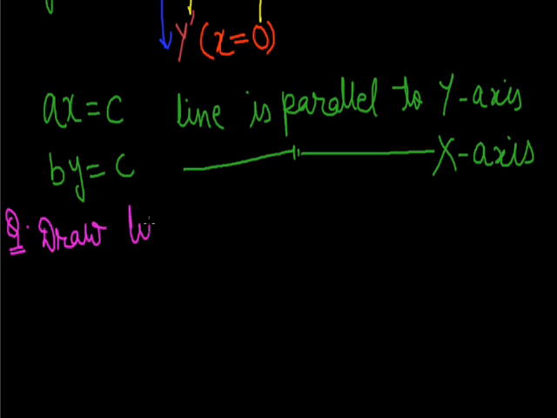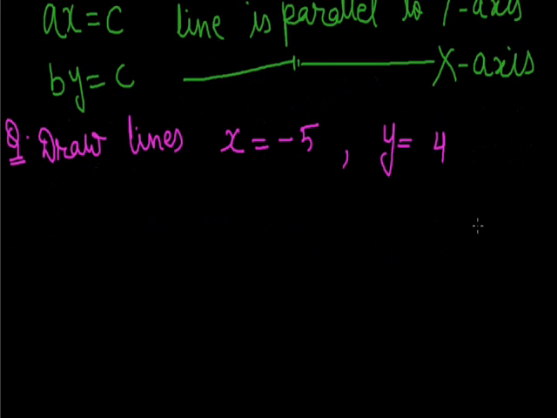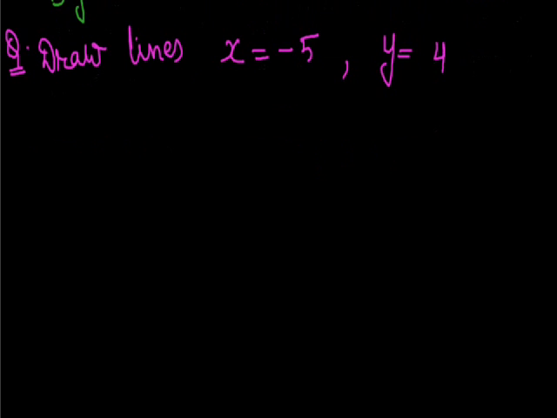Suppose it is given that draw the lines x equals minus 5 and y equals 4 on the same coordinate axis. For this, first of all we will make the coordinate axis, and according to a suitable scale on the axis, mark the points on both sides. Here we are taking the scale 1 centimeter equals 1 unit.